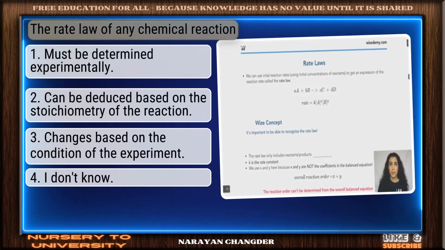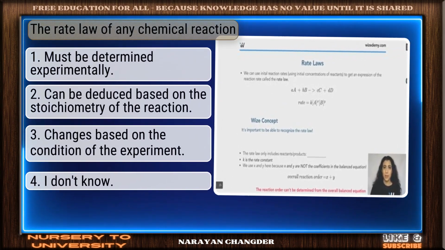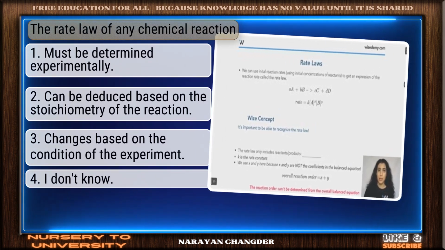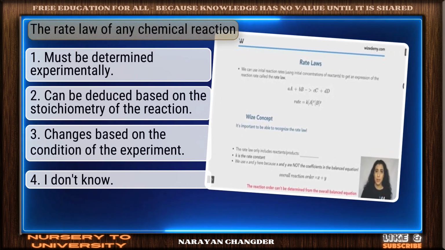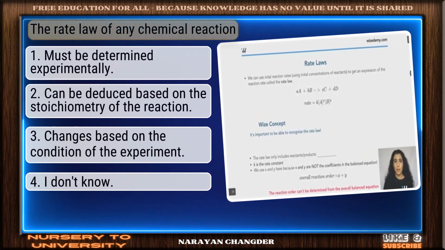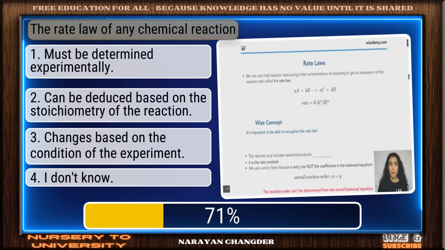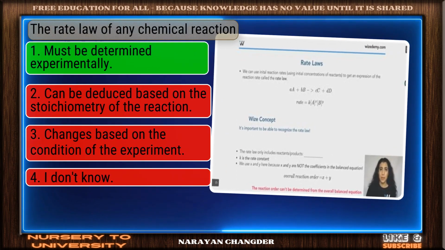The rate law of any chemical reaction: Option 1, must be determined experimentally. Option 2, can be deduced based on the stoichiometry of the reaction. Option 3, changes based on the condition of the experiment. Option 4, I don't know. It must be determined experimentally.